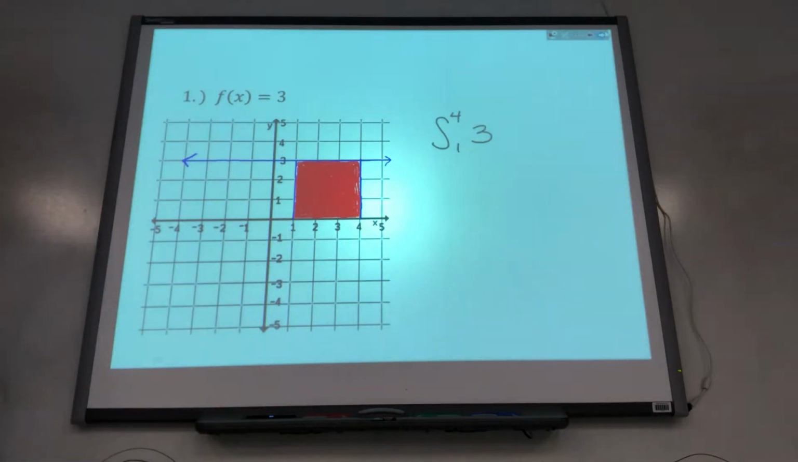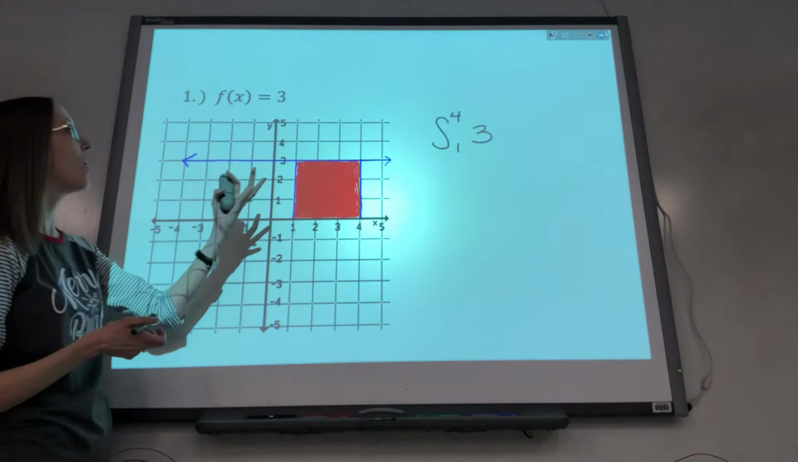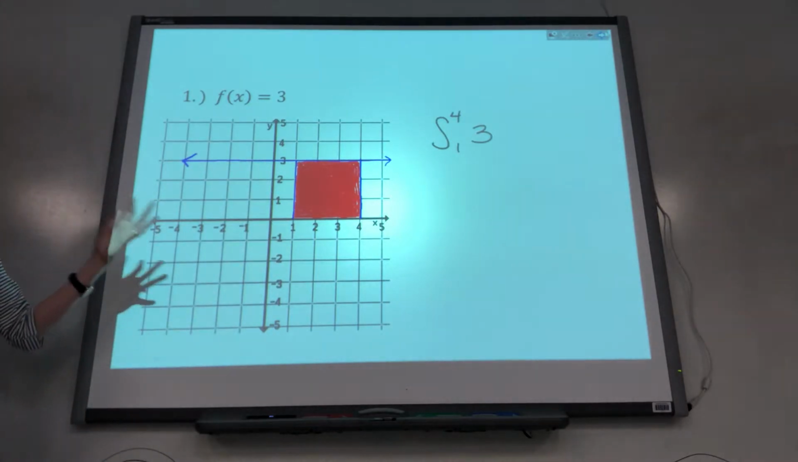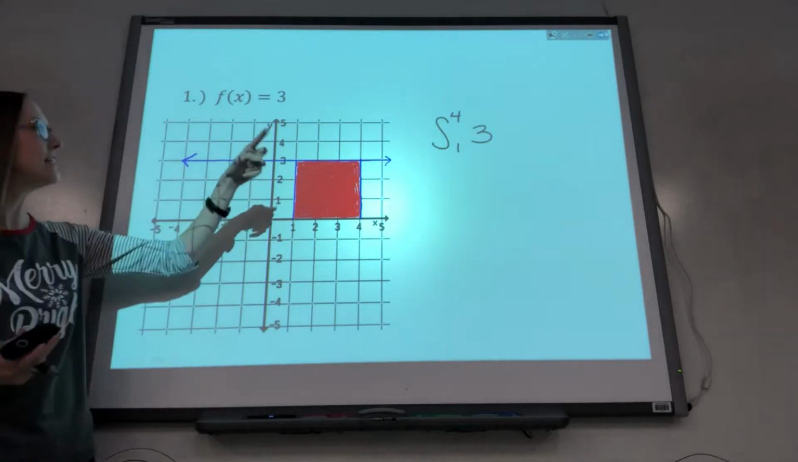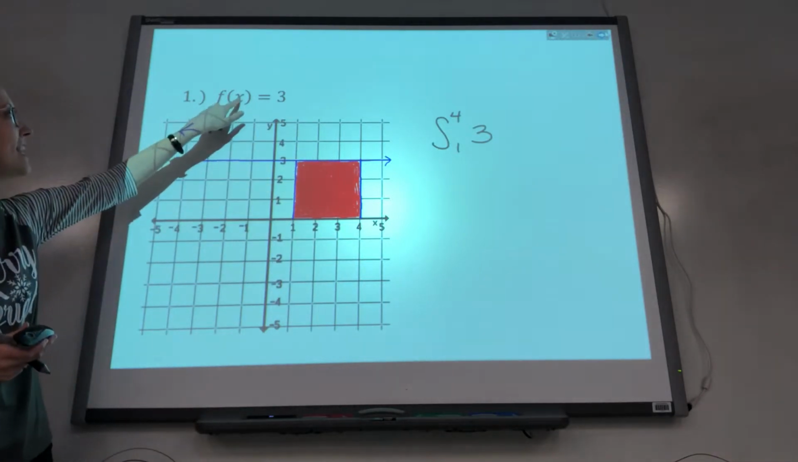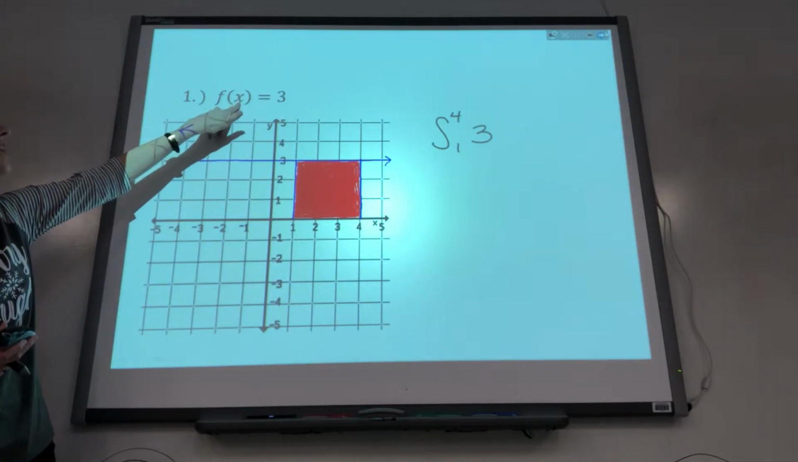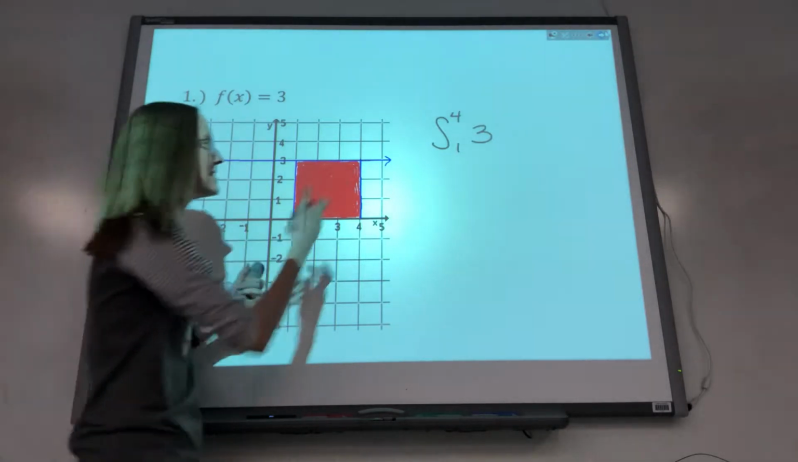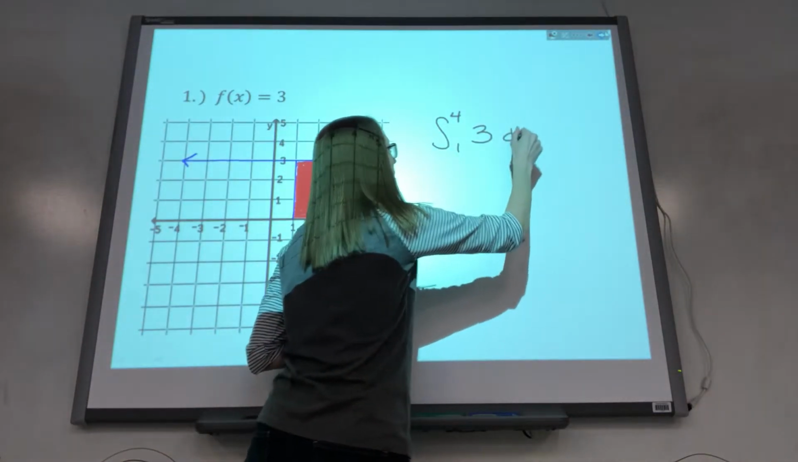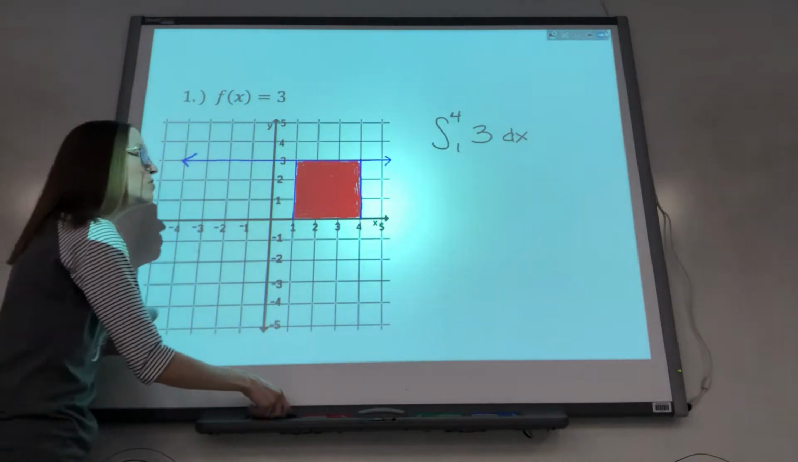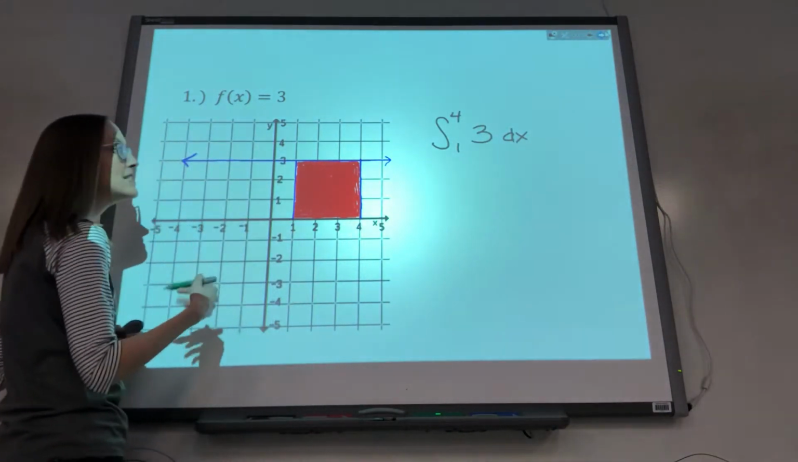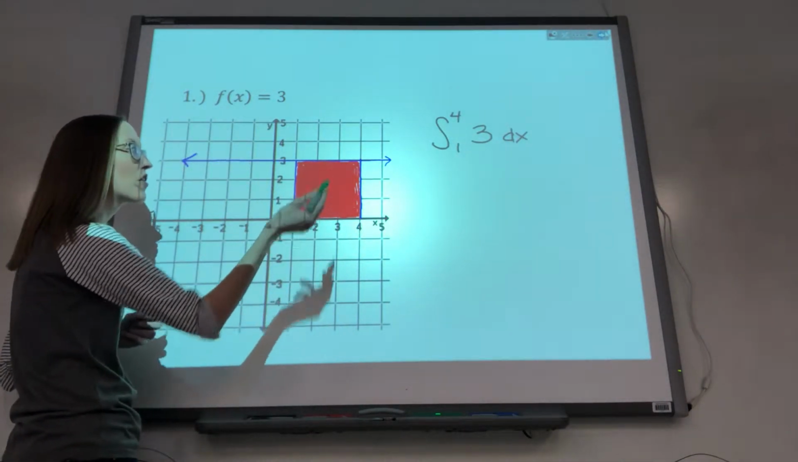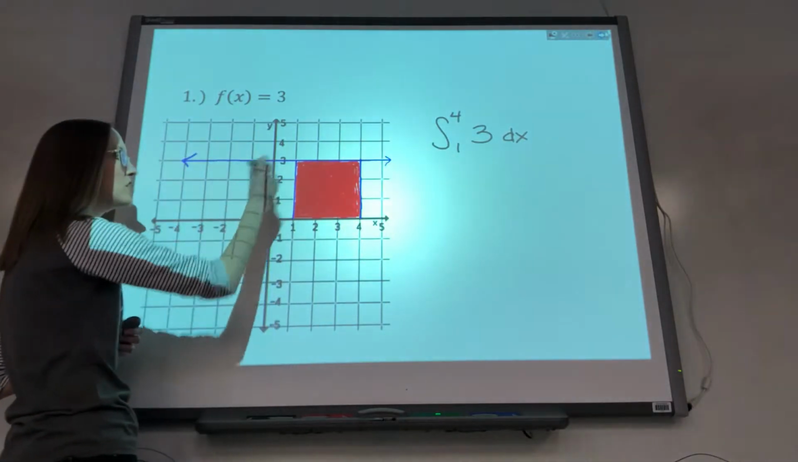So you don't have to put f of x equals 3. Just put the 3 down. And then dx versus dy, we will see a dy problem here in a second. But if they give this to you as f of x, then you should be integrating with respect to x. So always put the dx there, because when you integrate, you'd have to know what variable to use.